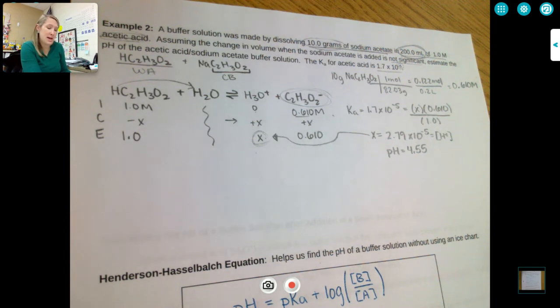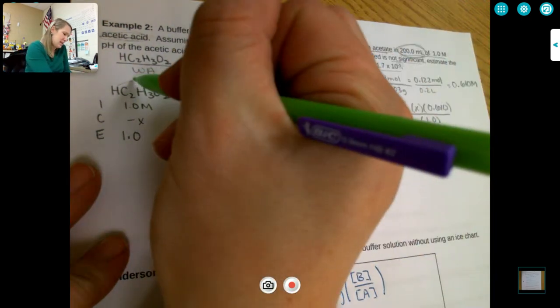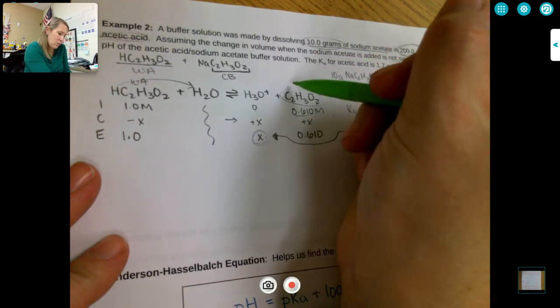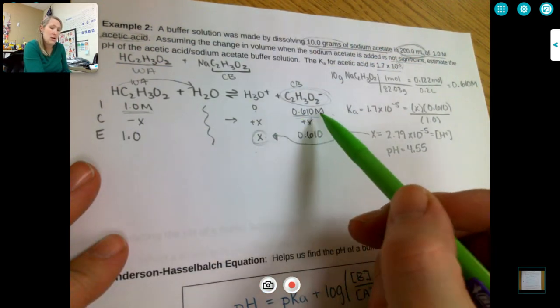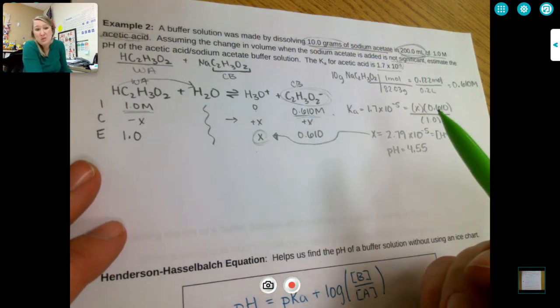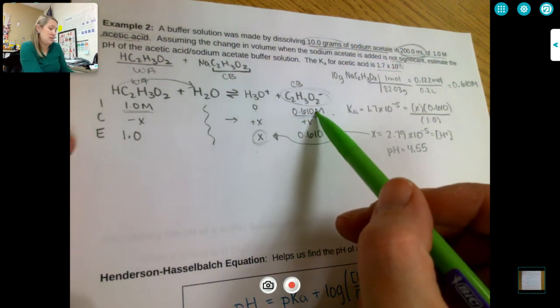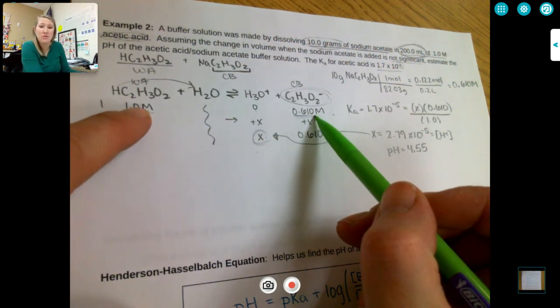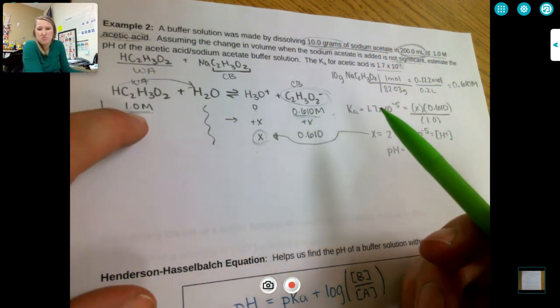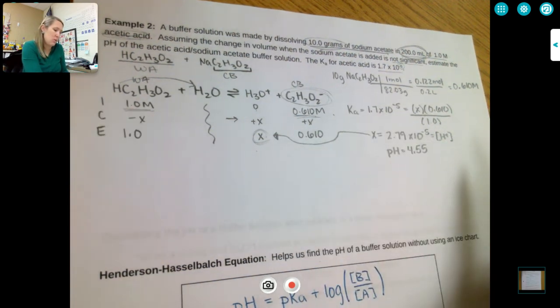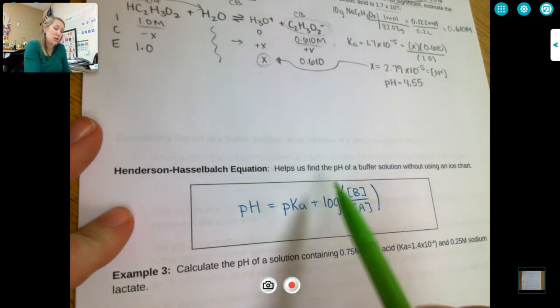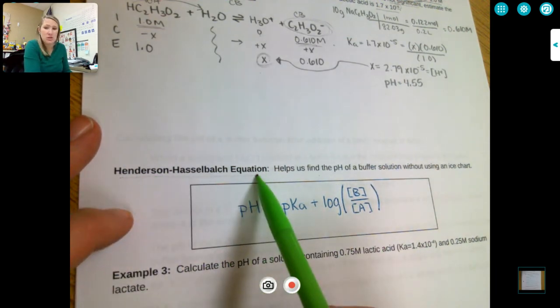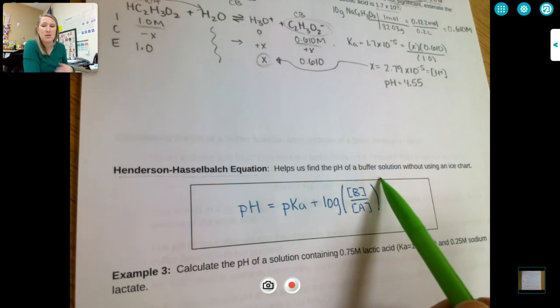Or we could recognize and say, well, hey, this is a weak acid with its conjugate base in solution. I have some concentration of both, relatively high, kind of close together, right? This is more than half of this concentration, so larger amounts of both. Could I use a simpler formula? And the answer is yes. We can use the Henderson-Hasselbalch equation, which helps us find the pH of a buffer solution without having to use an ice chart. So it's really nice.